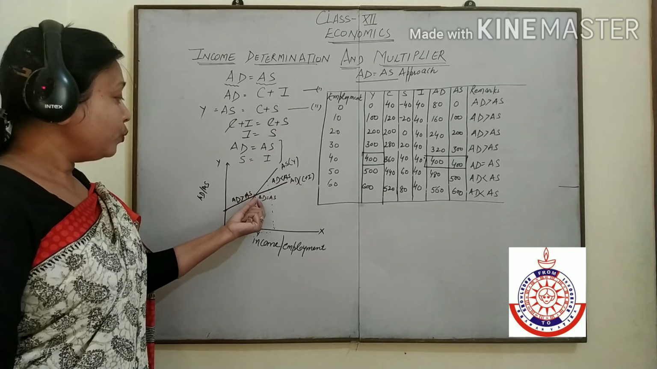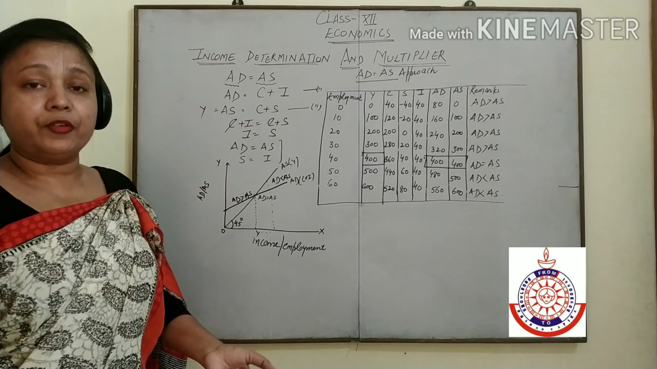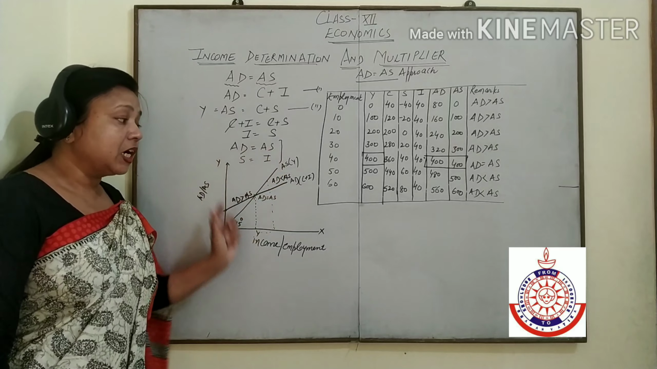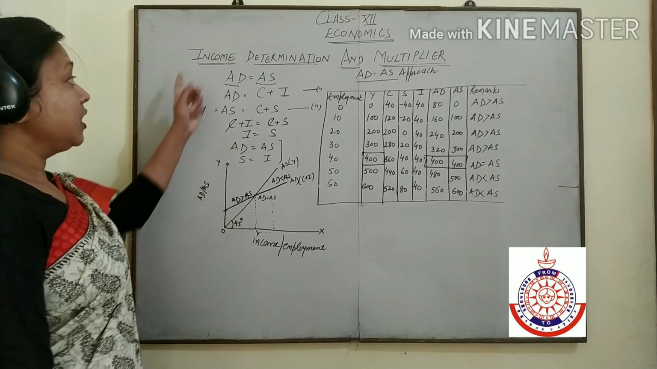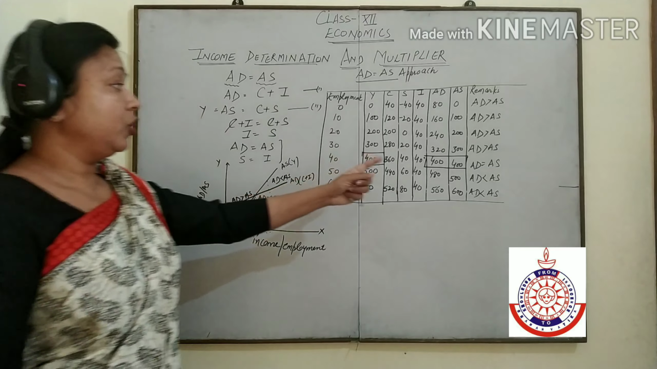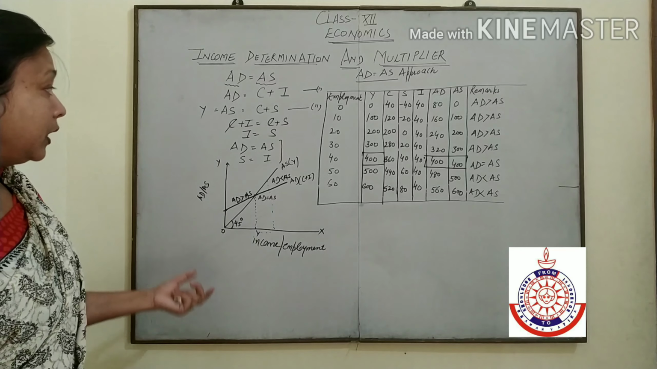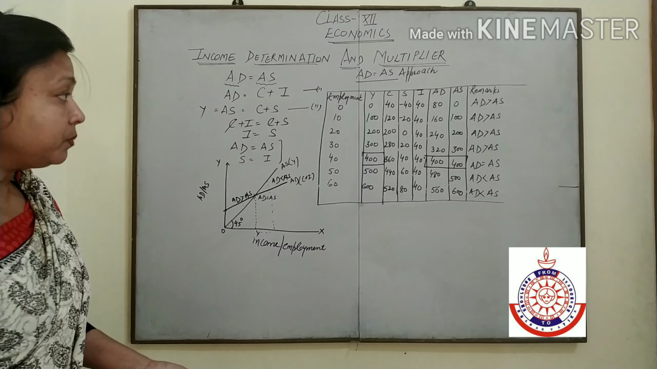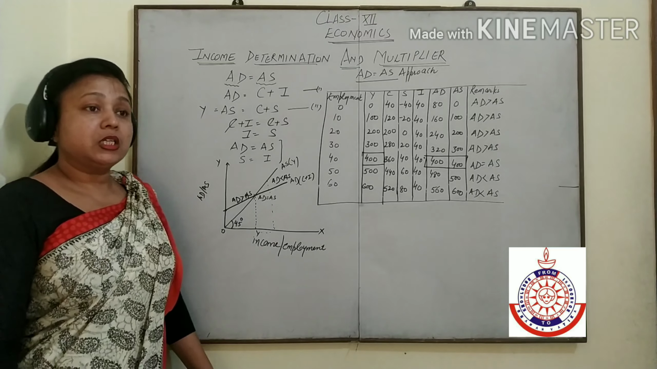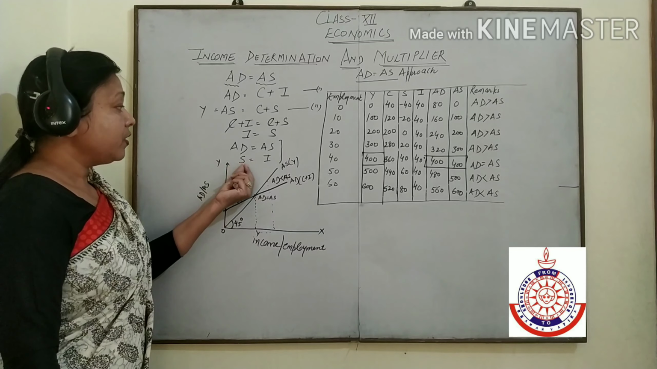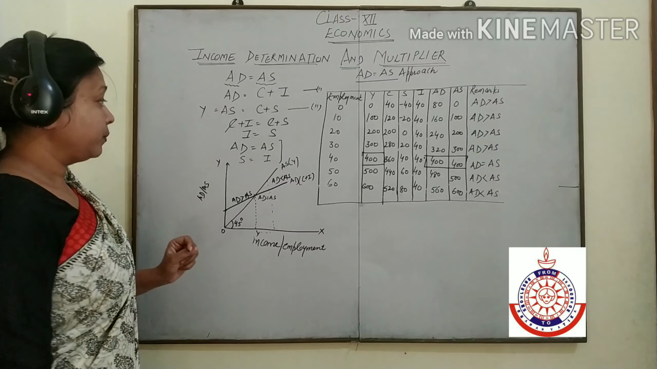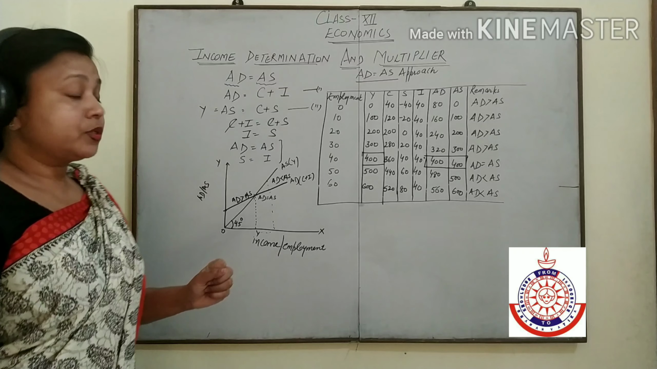So up to the 400 level of income, aggregate demand is equal to aggregate supply. This is our first approach, that is the income determination. Where is income determined? At the level when aggregate demand is equal to aggregate supply. Same thing, the second approach, saving is equal to investment. Saving is done by the consumer sector and the investment is done by the producer sector.